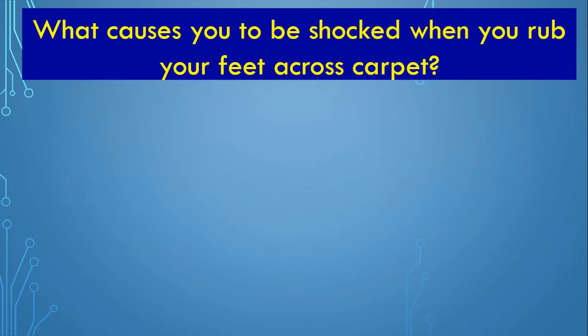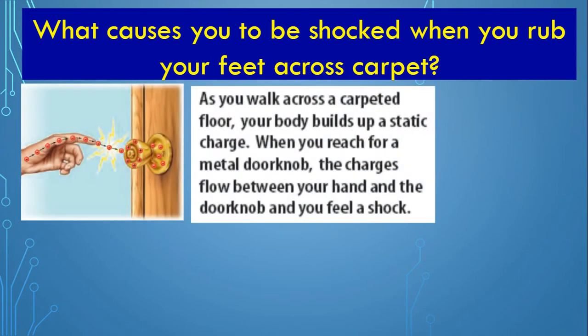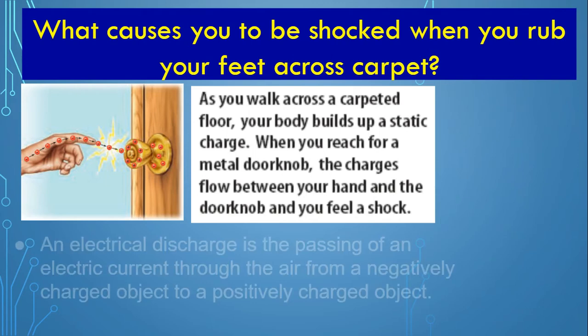Right, so what causes you to be shocked when you rub your feet across the carpet? Again, as we just looked at, as you walk across the carpet, your body builds up a static charge. When you reach for a metal doorknob, the charges flow between your hand and the doorknob, and you feel a shock. So you have a negative charge on you from picking up those extra electrons off the floor, but those negative electrons don't want to be on you. They want to get away as fast as possible. They want to find a neutral source. So when you put your finger near the doorknob, the electrons jump off your hand to the doorknob, and that's the shock that you feel, the electrons jumping off your hand.